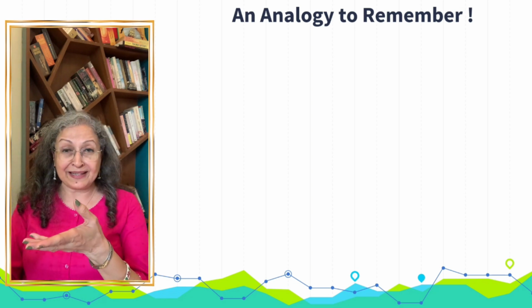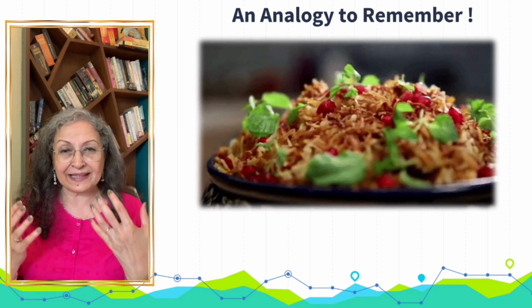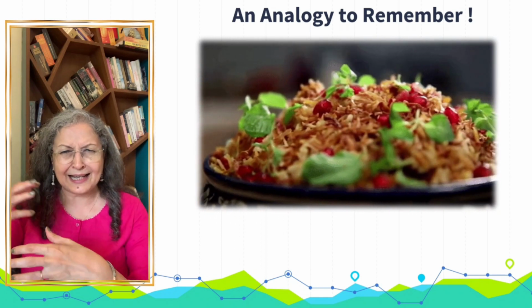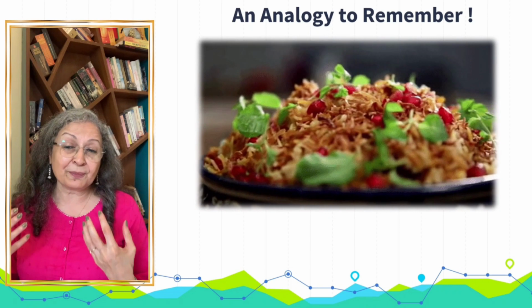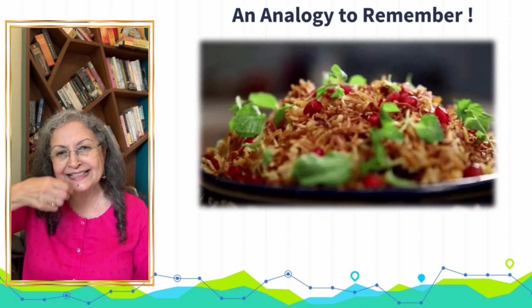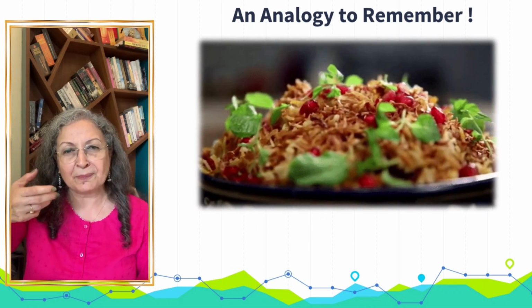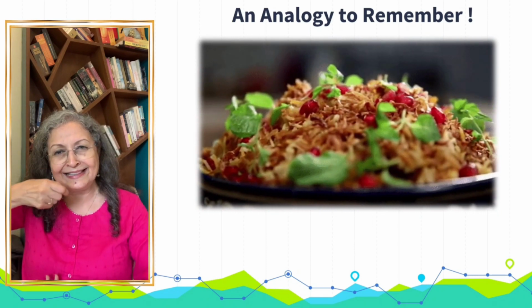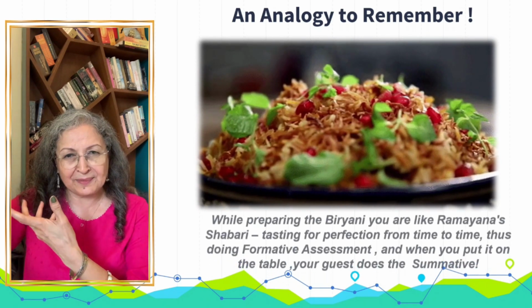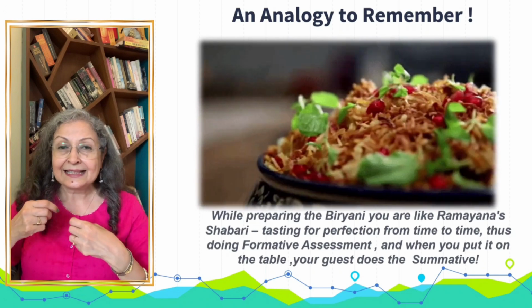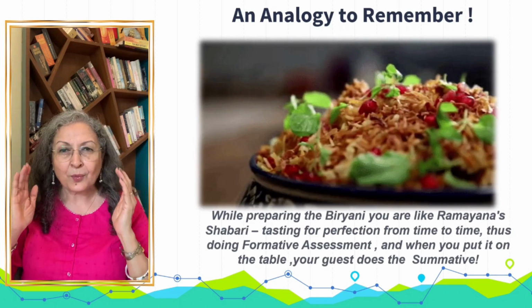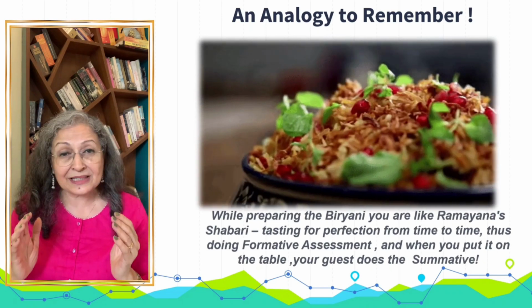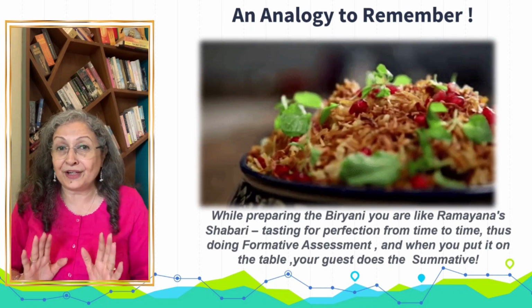So this is of course biryani, alright. Suppose you were making biryani in your kitchen. Biryani is a kind of a flavored pulao that we make in our country. So suppose you were making biryani and you are constantly tasting it, right? So we have Shabri in Ramayana who was constantly tasting and giving the berries to Ram. And therefore you're tasting it before you can be sure that this is actually the right way of doing it, and you don't keep it out for your guest on the table before it is perfect.